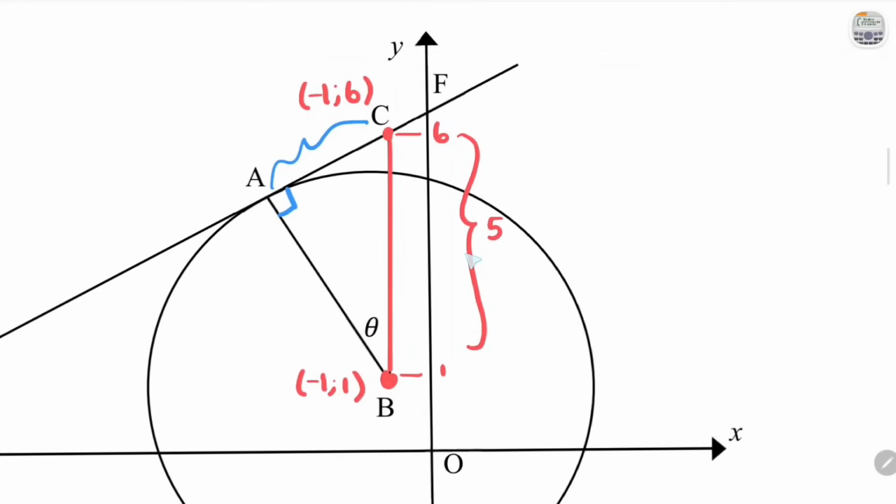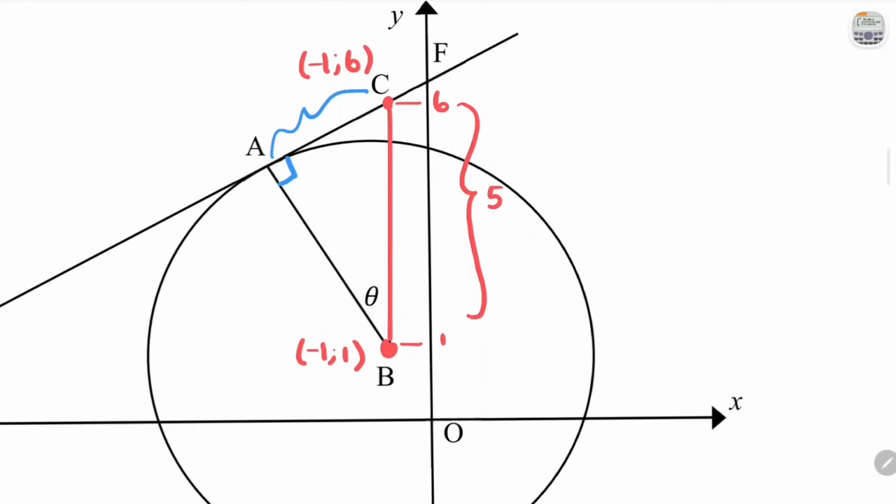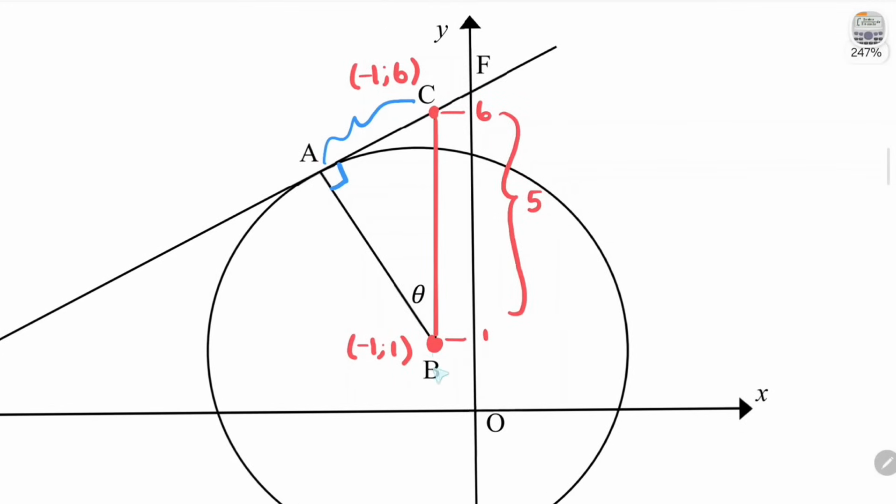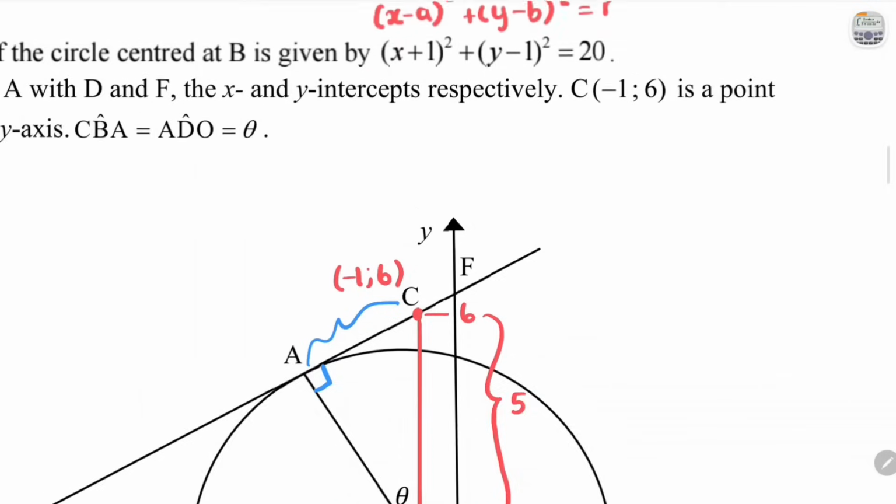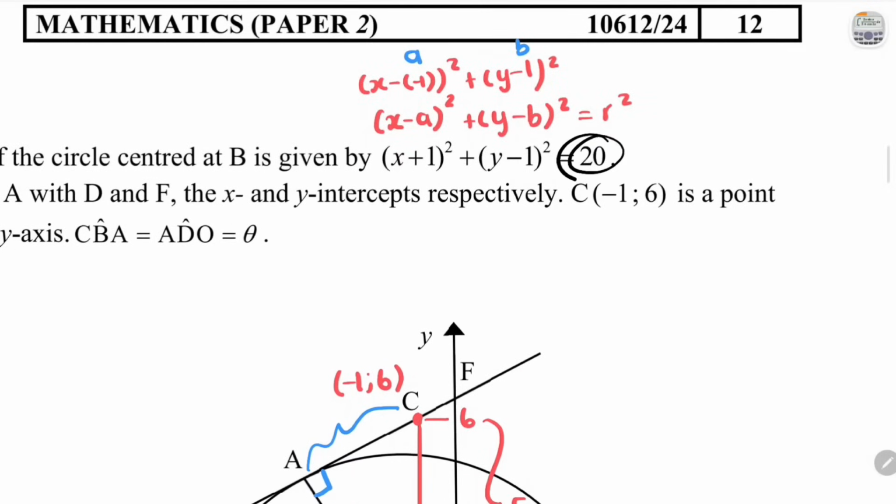And now that we have BC, to find AC, we can just use Pythagoras. So we would need AB. So how do we find AB? Well, AB is the radius. So if you have the equation of the circle, you can find the radius.